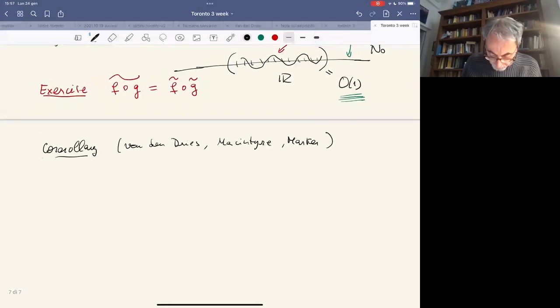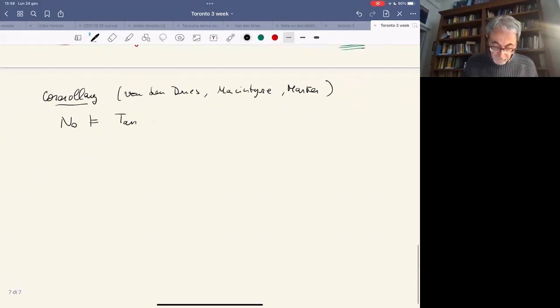Essentially, let me say it in this way. The surreals form a model of Tn. Let me say this more precisely. What is Tn, first of all?